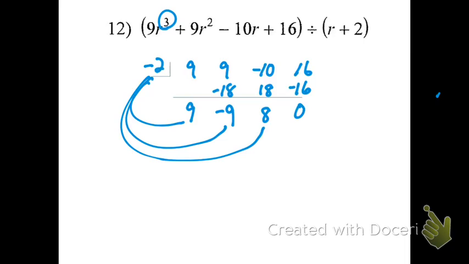So that's a 3, brought it down a power. So we have r to the 2nd, and then r. So my quotient here is 9r squared minus 9r plus 8.